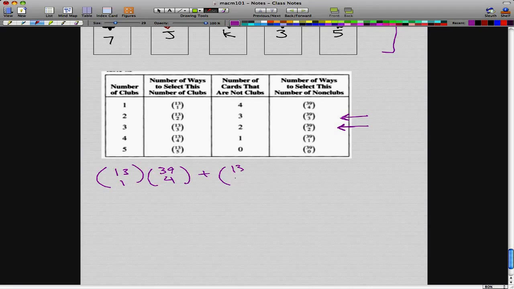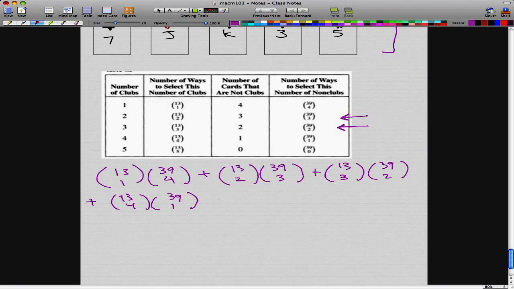And we have 13 choose 2 and 39 choose 3. And again, this would be exactly 2 clubs in our hand, and 13 choose 3 times 39 choose 2, plus 13 choose 4 and 39 choose 1, plus 13 choose 5 and 39 choose 0. So we multiply these all together, and we could actually use the summation formula, or the sigma notation that we learned, to come up with a pretty clever way of defining this whole blob of definitions.